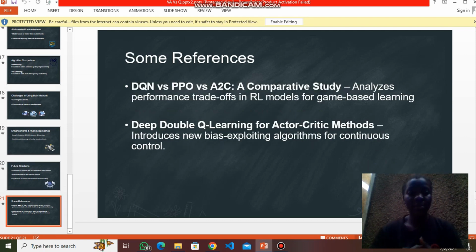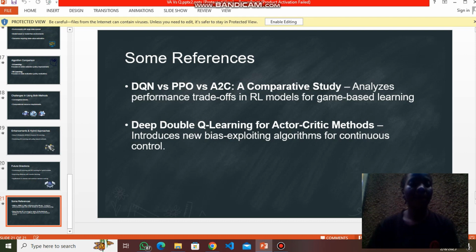Then to conclude, some references that we used for this PowerPoint presentation: look at the DQN and PPO, then the A2C, that's basically a comparative study that analyzes performance trade-offs in reinforcement learning models for game-based learning. Then the deep double Q-learning for actor-critic models, which introduces new bias-exploiting algorithms for continuous control. Yeah, that's my presentation.